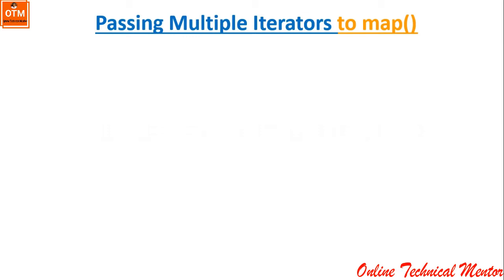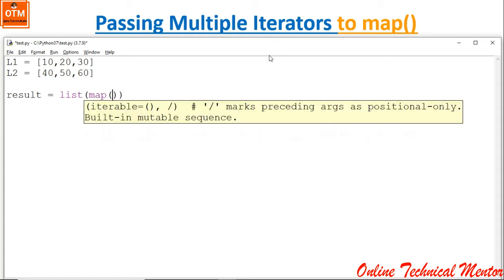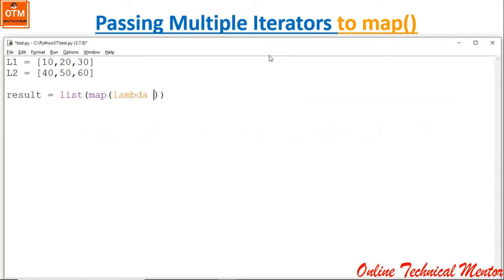Next, passing multiple iterators to the map function. For that, let me declare two lists. Suppose the first list contains 10, 20 and 30. The second list contains 40, 50 and 60. Now in the next line, I'm writing result equal to list. Within the list function, there will be the map function, and let's write a lambda. It contains two arguments, x comma y, and the expression is, suppose, x plus y. Next, since the map function may contain more than one iterable, I can write L1 comma L2.